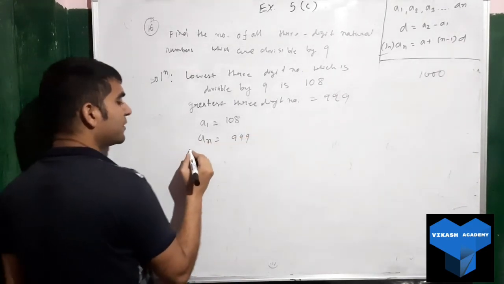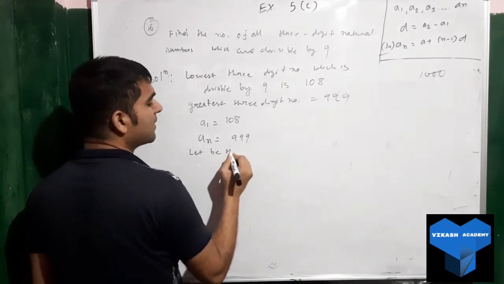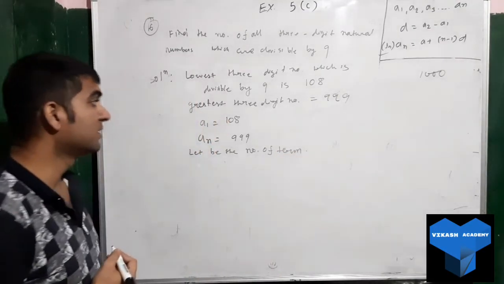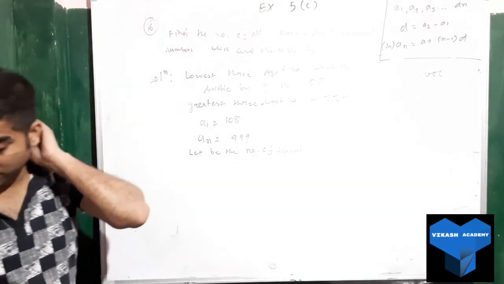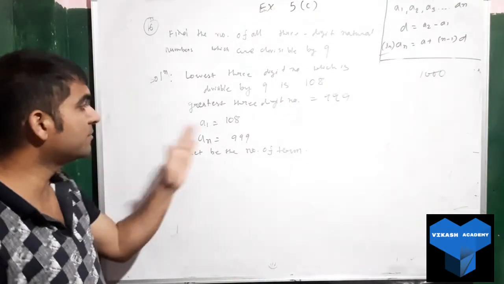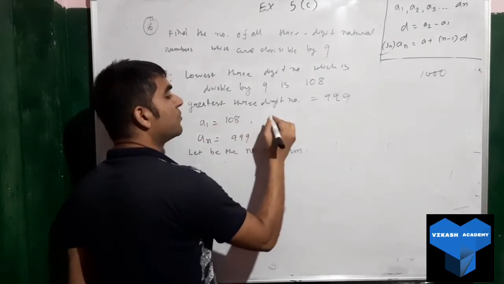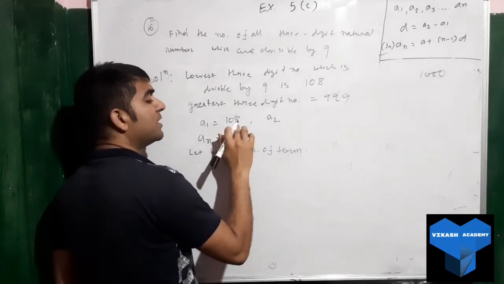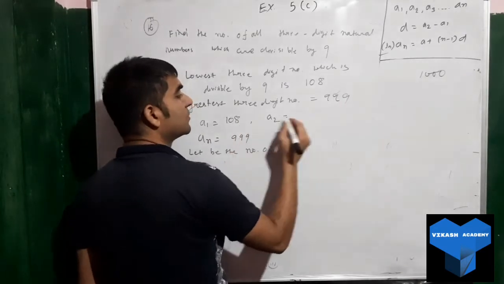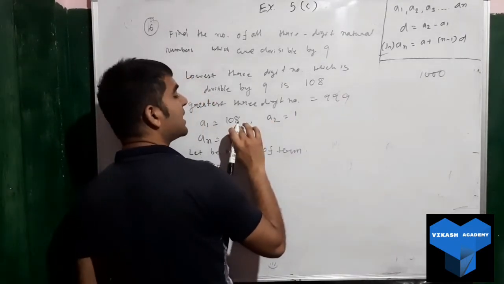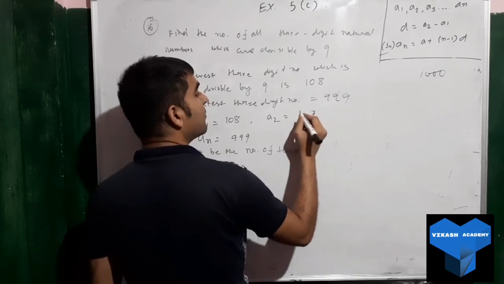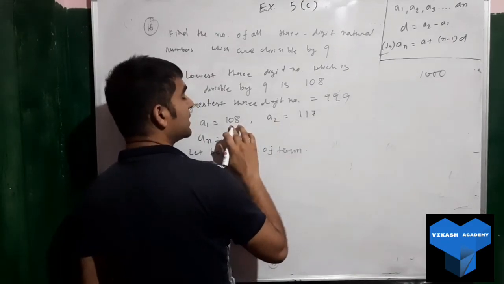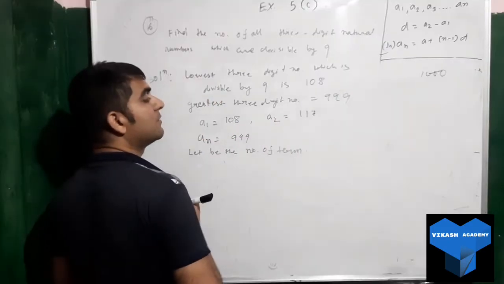You have to find the number of terms. Let N be the number of terms. But we need the common difference. After 108, the next number divisible by 9 is 108 plus 9, which will be 117. So if you divide this number by 9, it will be divisible.